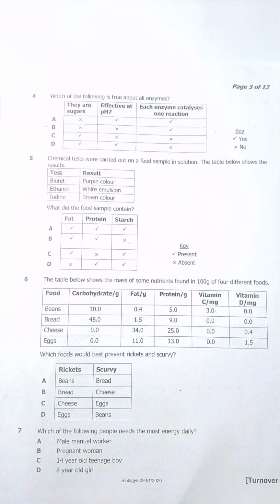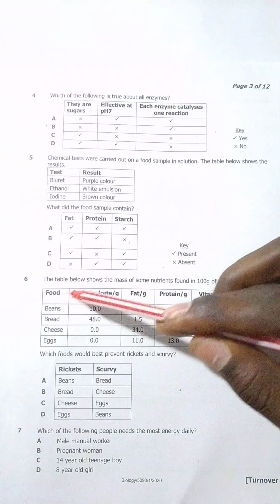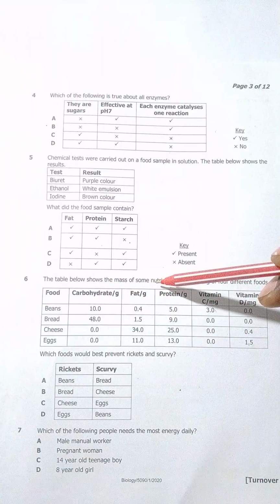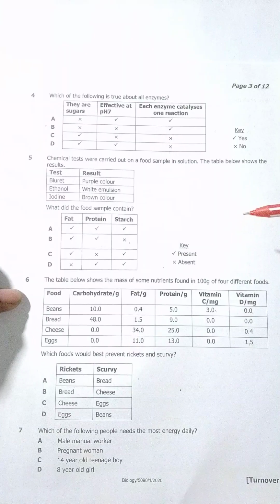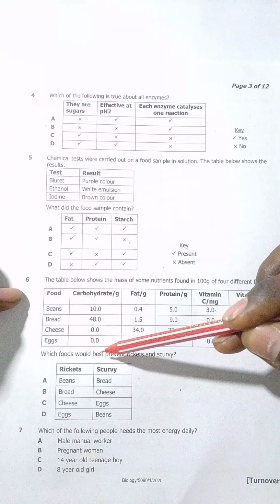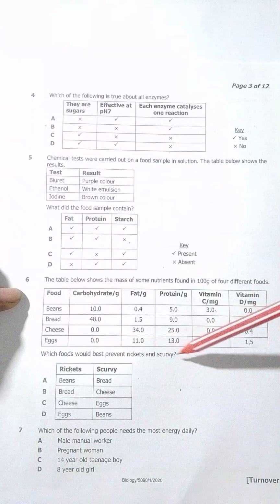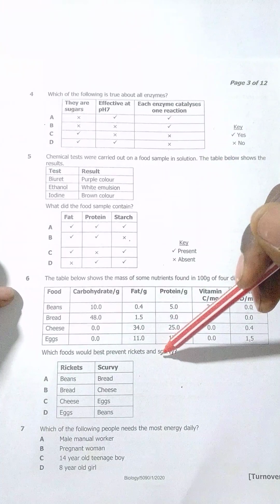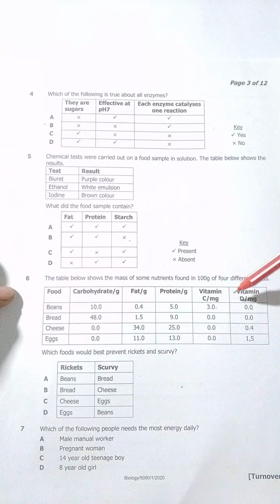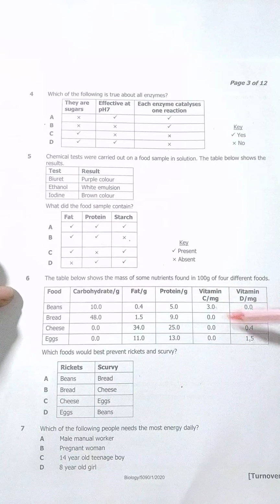We move to question 6. The table below shows the mass of some nutrients found in 100 grams of 4 different foods. So we have beans, we have bread, we have cheese, we have eggs. So which food would best prevent rickets and scurvy? So whenever we're talking about scurvy, it is as a result of lack of vitamin C. So any food that is lacking vitamin C can cause scurvy. So when you look at it, the answer will only come from here and here.